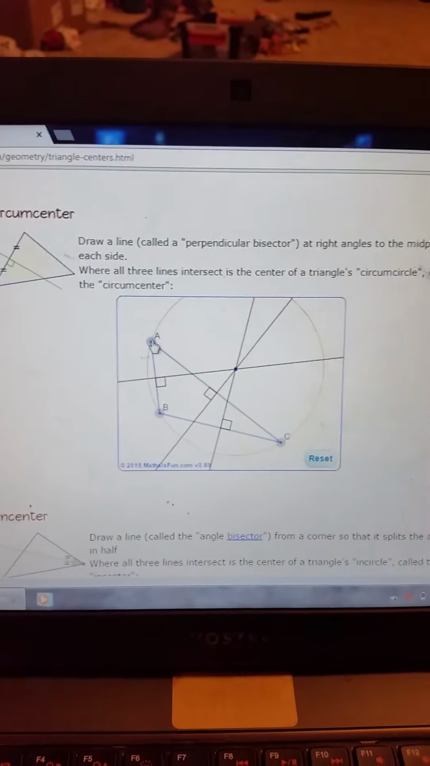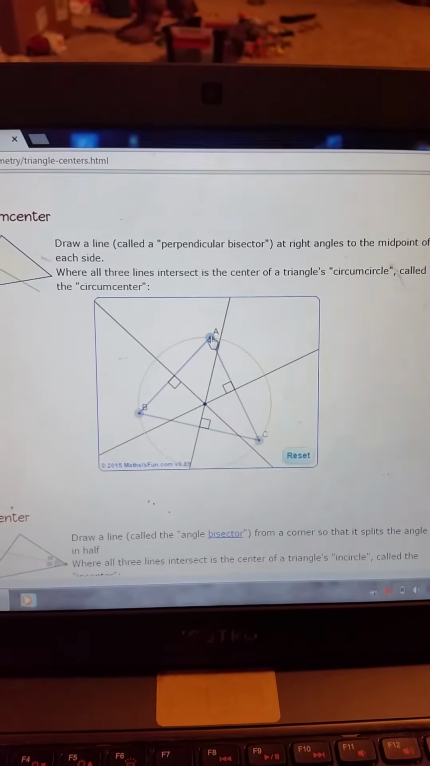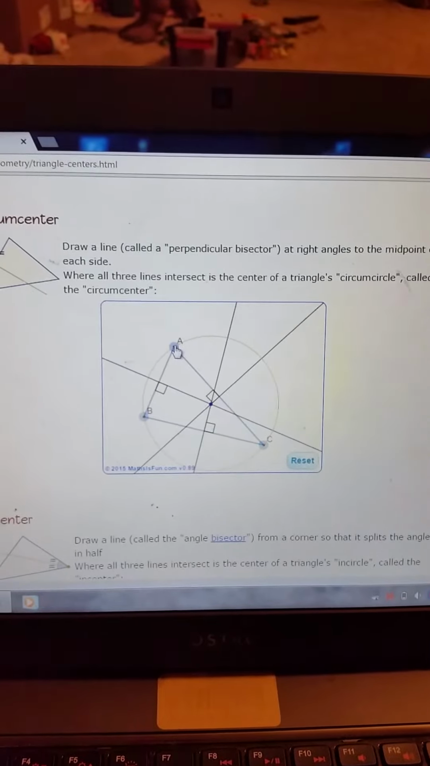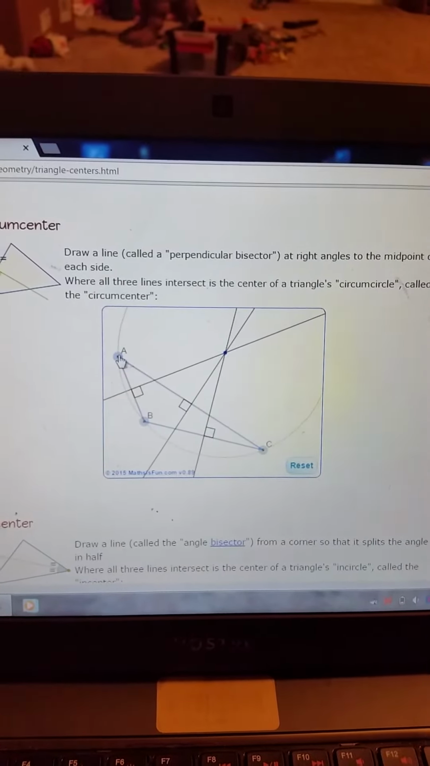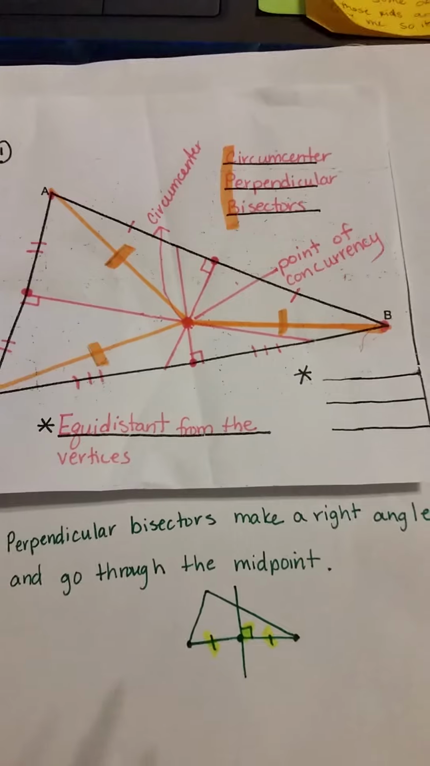So that's your clue: when it's an obtuse triangle, the circumcenter goes outside. So for the circumcenter, if it's an acute triangle, it's inside. If it's a right triangle, it is on the triangle. And if it is an obtuse triangle, it's outside.